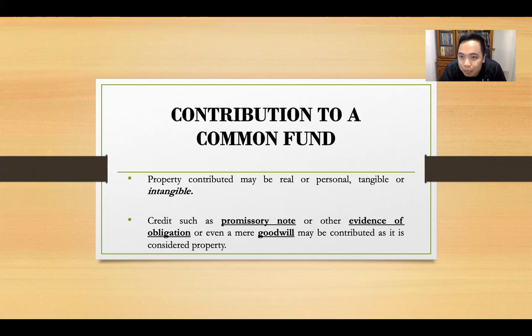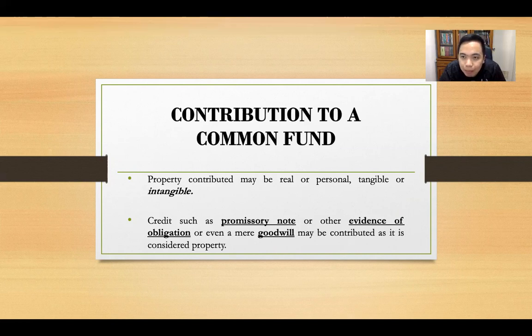What are the properties that a partner can contribute to the assets of the partnership? Number one, it can be real or personal. Sinabi natin kanina, real rights, real property, or it can be a personal property, a movable property just like a car, a cell phone, no? Or jewelries, for example. It can be tangible or intangible. When you say intangible, class, yung hindi nahahawakan.